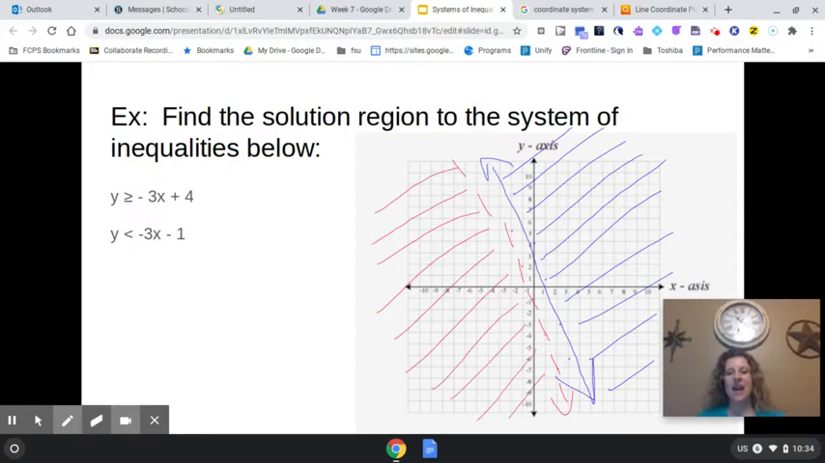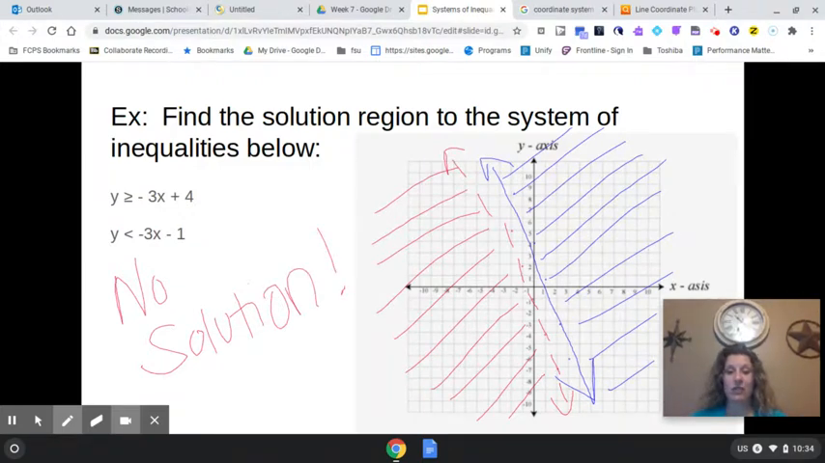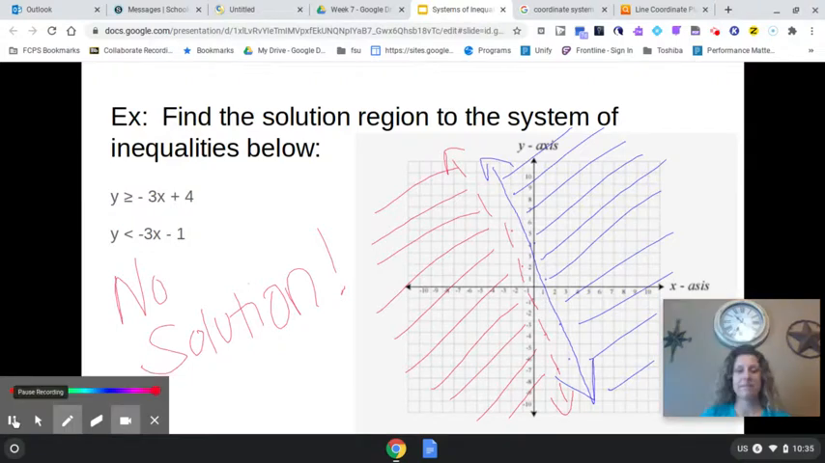Notice that there is no overlapping region. So this particular system has no solution. There are no points that are in the overlapping shaded region because there is no overlapping shaded region. Okay, this concludes our notes on solving systems of inequalities.